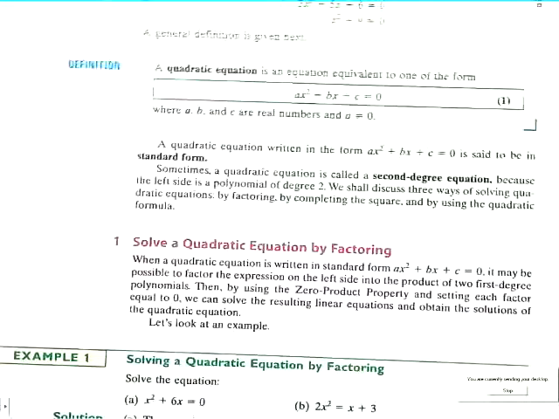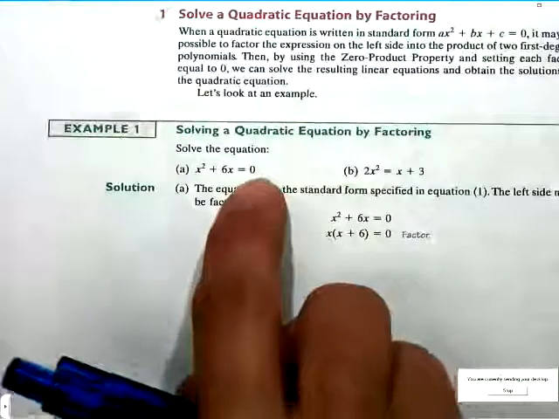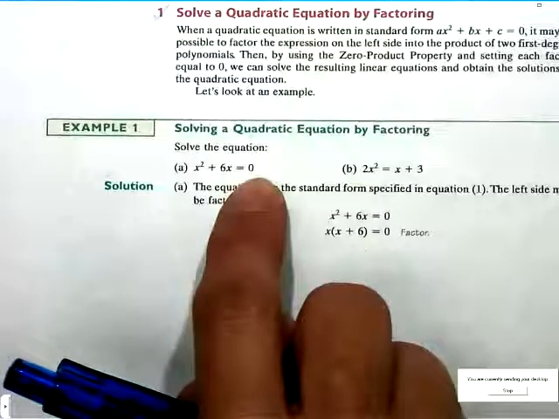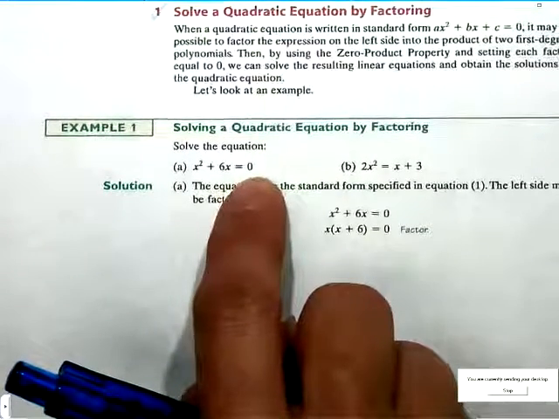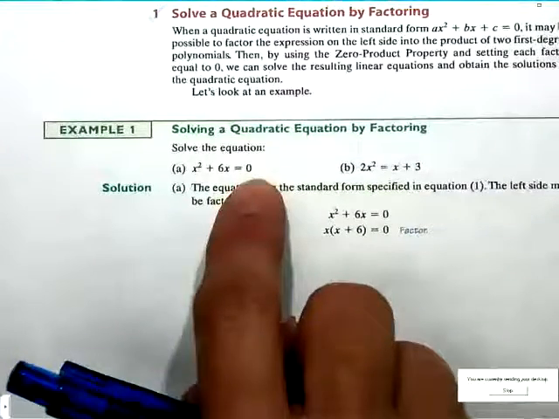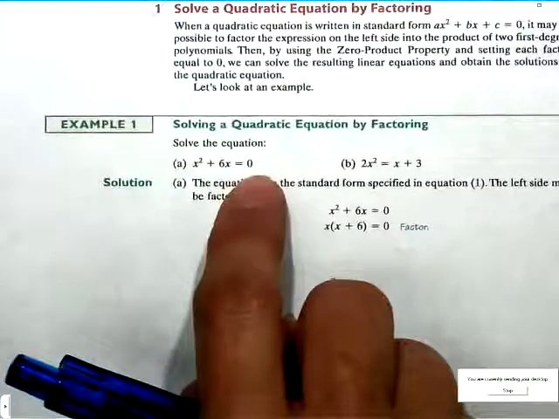Example 1, part A, x squared plus 6x equals 0. The first thing I have to think is, hey, that's a quadratic equation. On the test, the quadratics are mixed with the linears, and you have to look at each one and know what kind of equation it is to know what to do next. So the first thing you have to think is this is a quadratic equation because of the x squared.